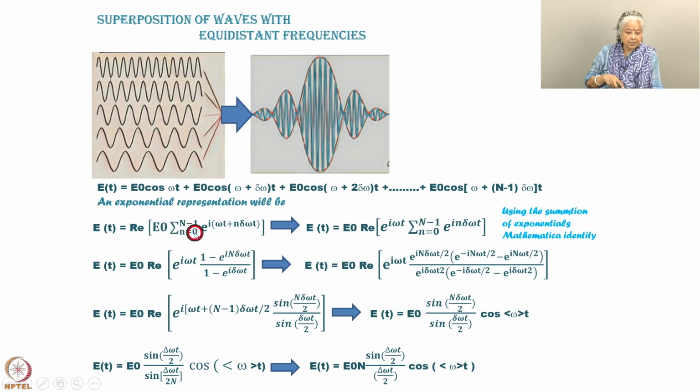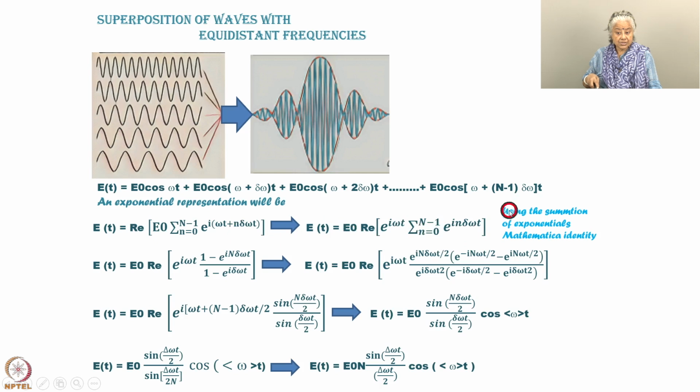part, Re is the real part. So, because there is an i factor here, I need to mention that I am taking the real part. So, from here I can see that E(t), E0, can be written as the real part of e to the power i omega t. I have just taken out e to the power i omega t from here outside the summation, because the summation is only over n. So, n is equal to 0 to N minus 1, e to the power i n delta omega t.